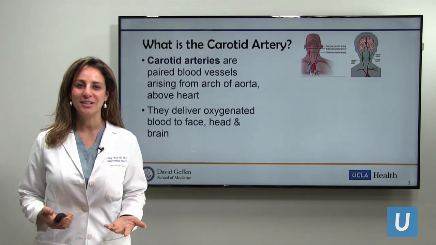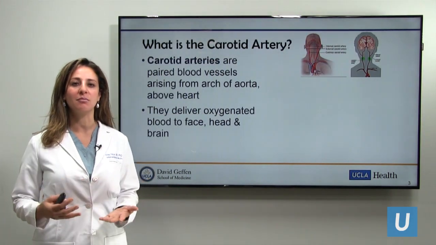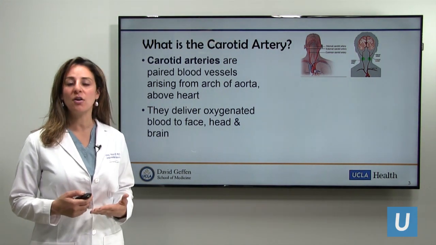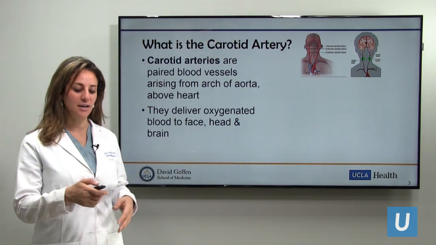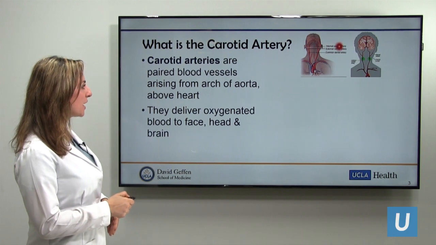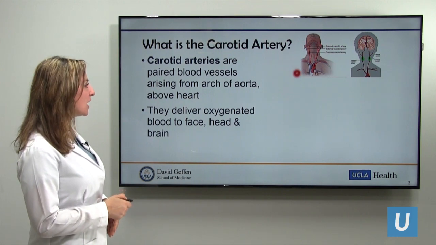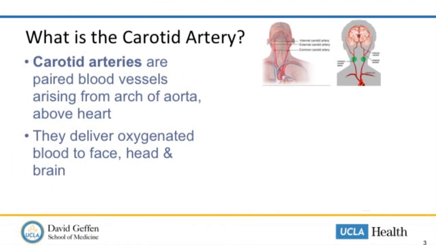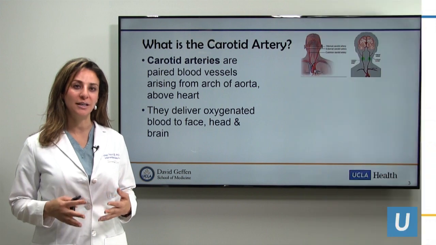What are the carotid arteries? You may hear this word, people having problems with their carotid arteries. These are arteries that start all the way at the base of the neck. And these arteries are paired. We have one on each side. And these are the blood vessels that help deliver oxygen to not only the tissue of the face and scalp and head, but also to the precious brain tissue.